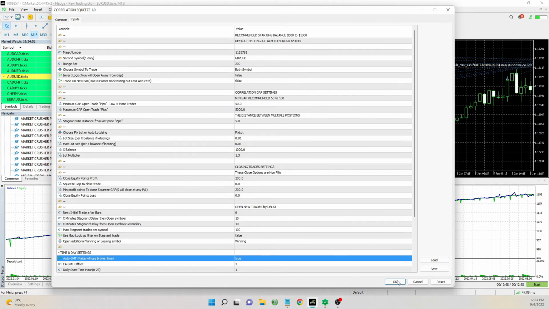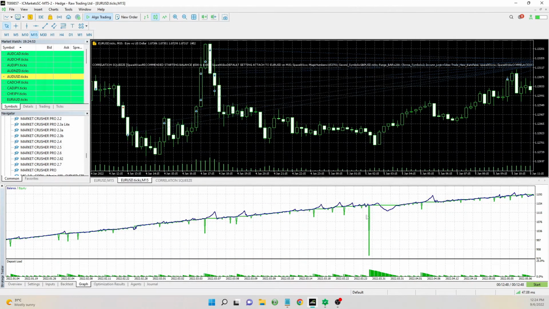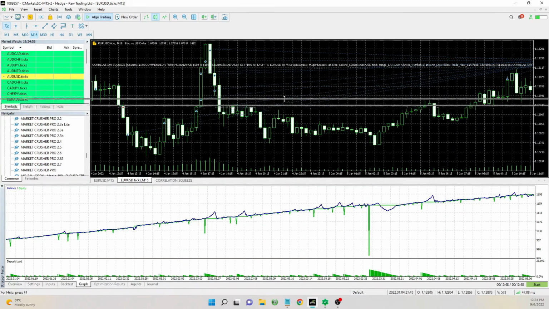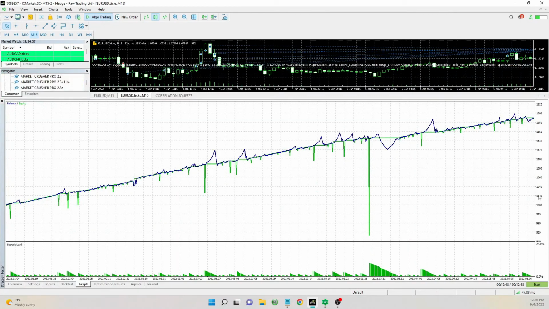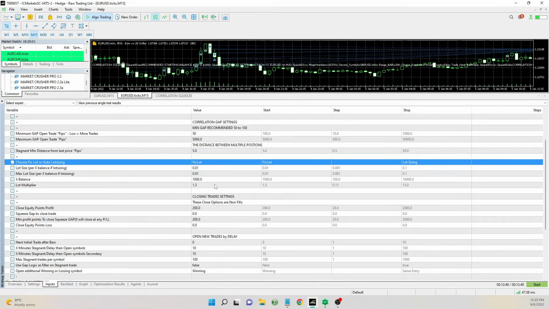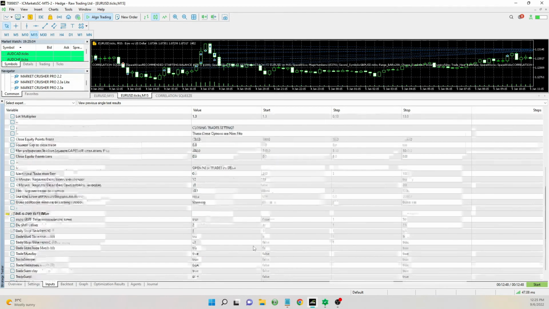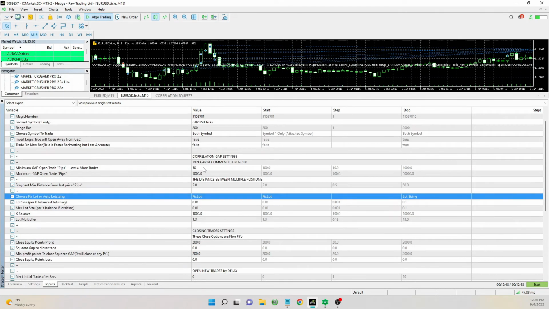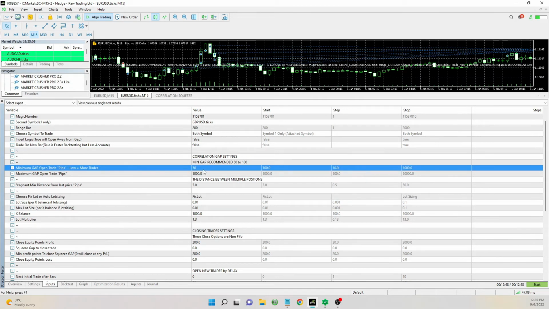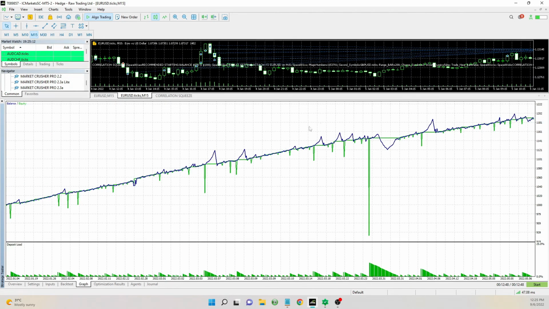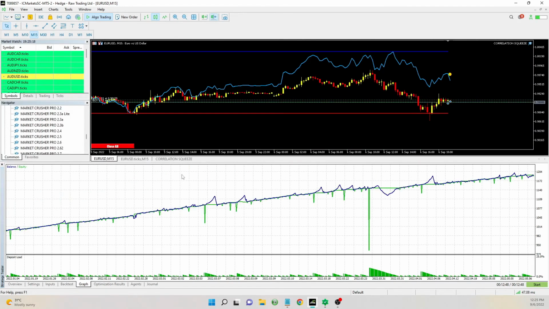Okay, so if you take a look here, we did a quick back test from January to May. We used pretty much all the default settings in the back test. Just used Euro USD, British Pound USD, and a 50 minimum gap. And that's what the graph looked like. We had a little drawdown here, but it snapped back, and that's what the EA can do.